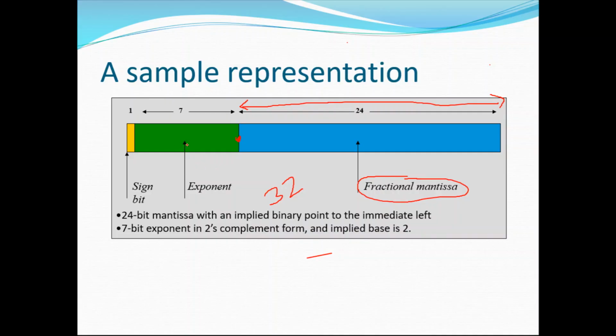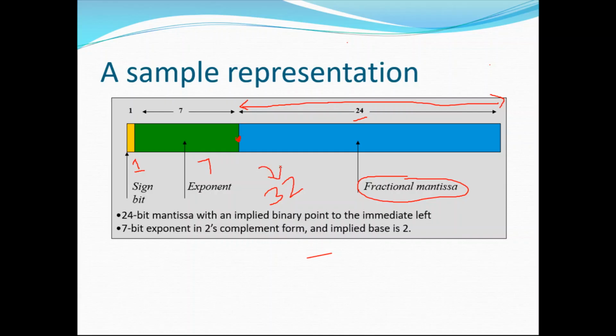And this is the exponent part. To represent the exponent part, 7 bits are reserved, and the most significant bit is used as the sign bit. So if you add all these, 1 plus 7 is 8, and 8 plus 24 is 32. So this is how IEEE suggests we use the bits.